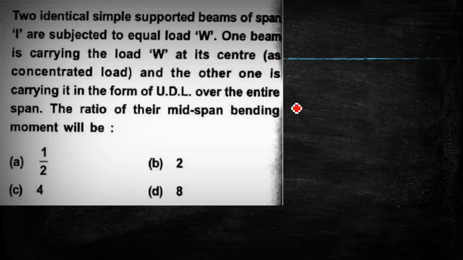So in UDL, the mid-span moment is WL square by 8, and in this other case it will be WL by 4. So the answer will be 2, that is B.